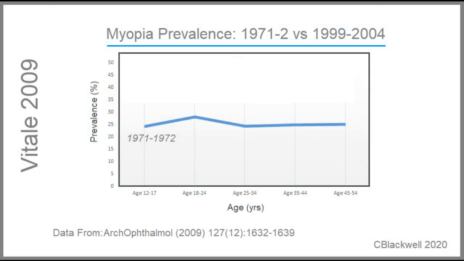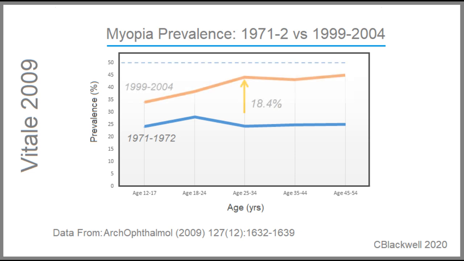For example, in the US, the Vitale study compares National Health Survey data from the early 1970s to the turn of the century. The prevalence of myopia at the beginning of the 70s is about 25% across age groups. 30 years later, myopia has increased in all age groups. For example, an increase of over 18% in the 25 to 34 age group. The dashed line at the top marks 50% of the population, and that was 20 years ago.